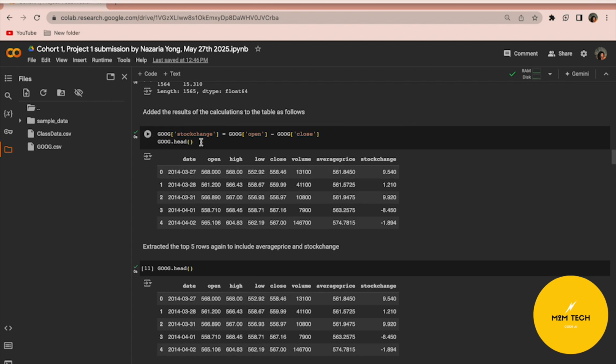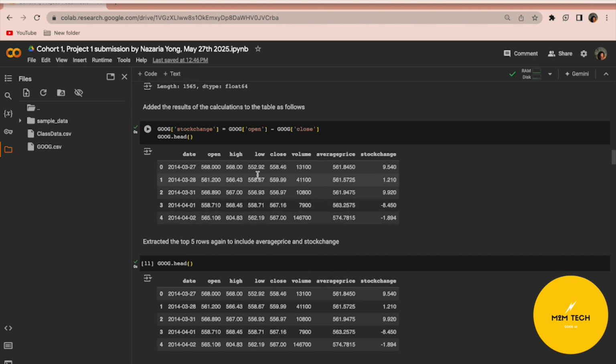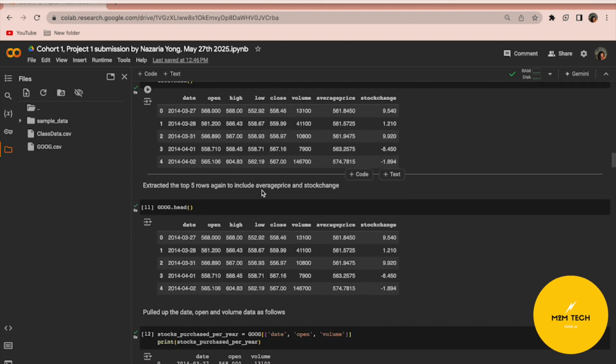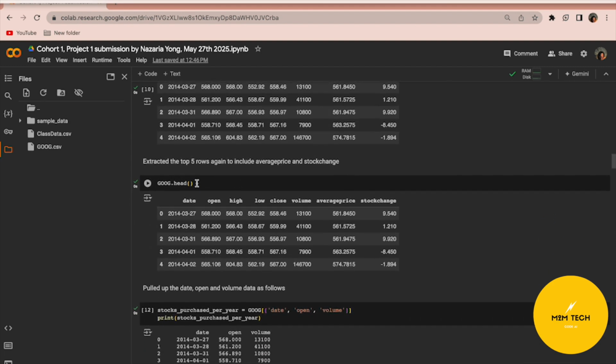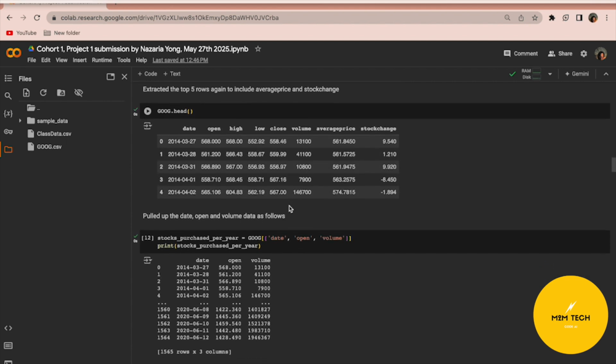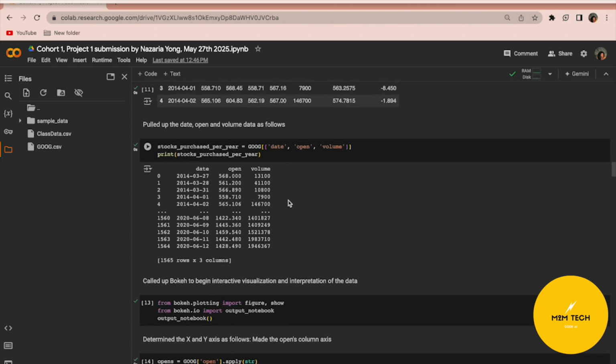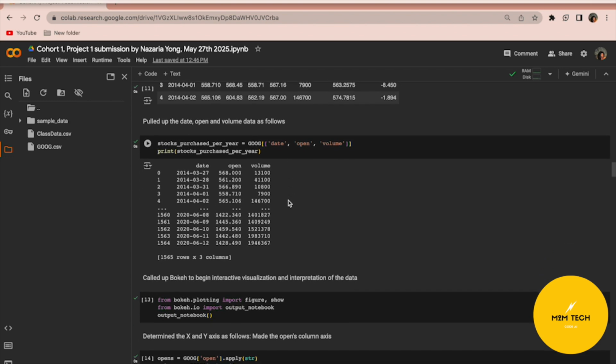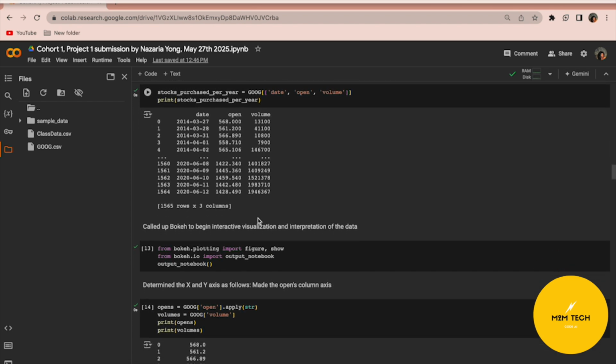I added the results back to the original table, so instead of 6 columns, now I have 1, 2, 3, 4, 5, 6, 7, 8 columns. Again, I reviewed just the top 5 values, and this time around it popped up with the average price and the stock change calculations. Now I extracted just the date, the open and volume values into a table which I would use for visualizations.